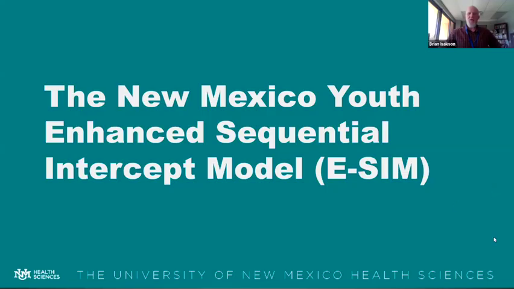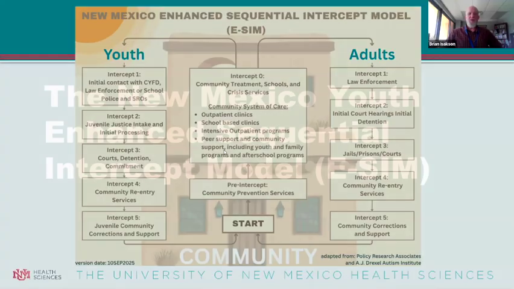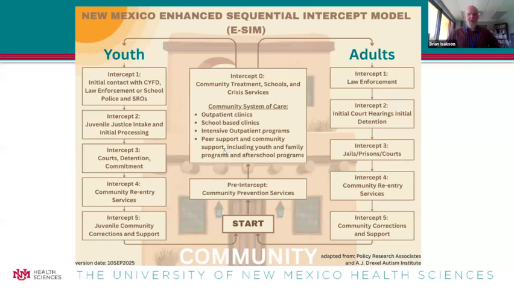I encourage you to first watch the video by James Fairfax Colombo that provides a full overview of the sequential intercept model. This today is just to describe some components of the youth enhanced sequential intercept model developed in New Mexico. And this is a chance for you to think about what services are available in your community or what could be. And so this is a flow chart for the New Mexico enhanced sequential intercept model.